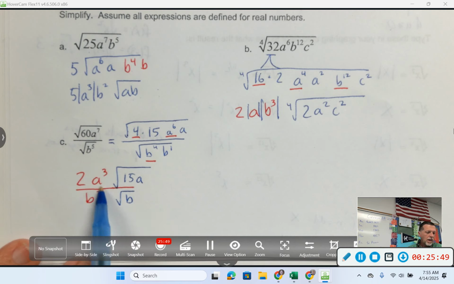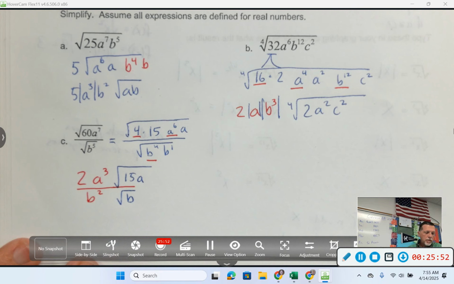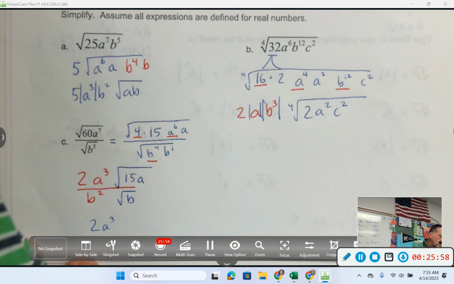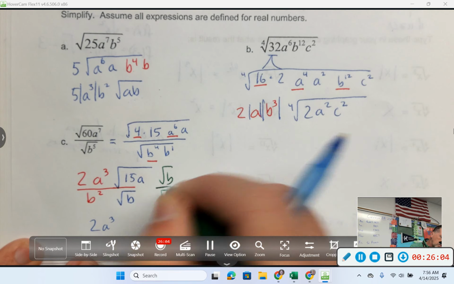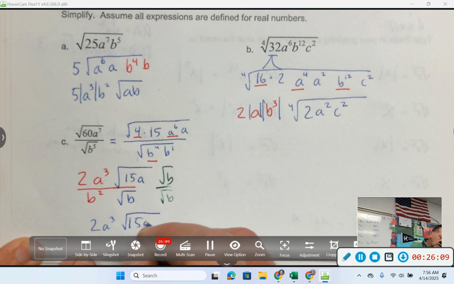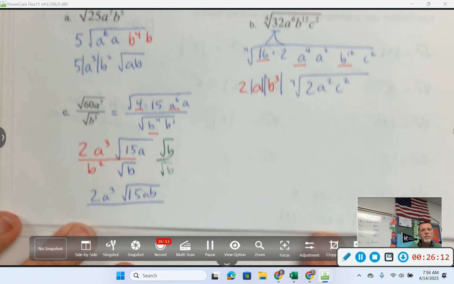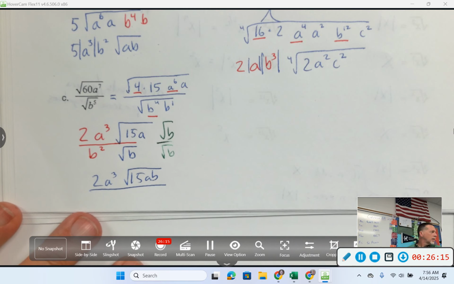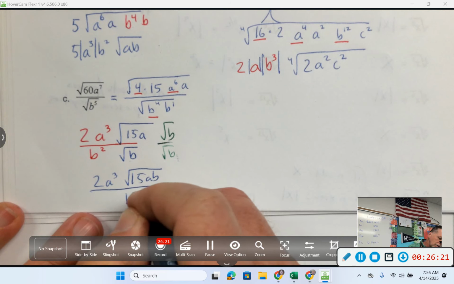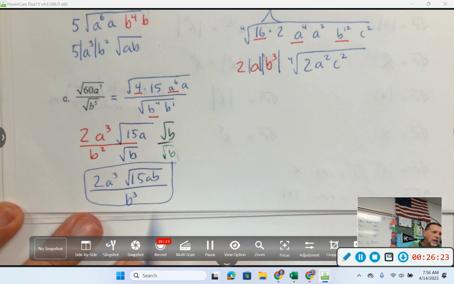Same thing with b. Won't you have to move the b squared? Fix that b? I do. So square root of b, square root of b. So 2a cubed, square root 15ab. What's in the bottom now? B cubed. Root b times root b is b, times b squared is b cubed. No square roots in the bottom. Not till you get to calculus, then you can leave it alone.